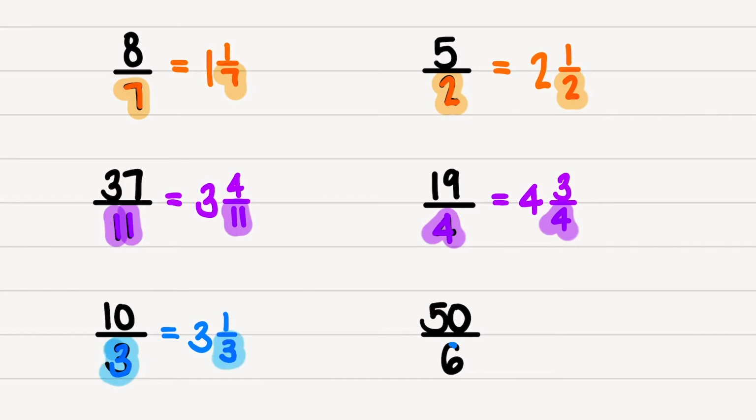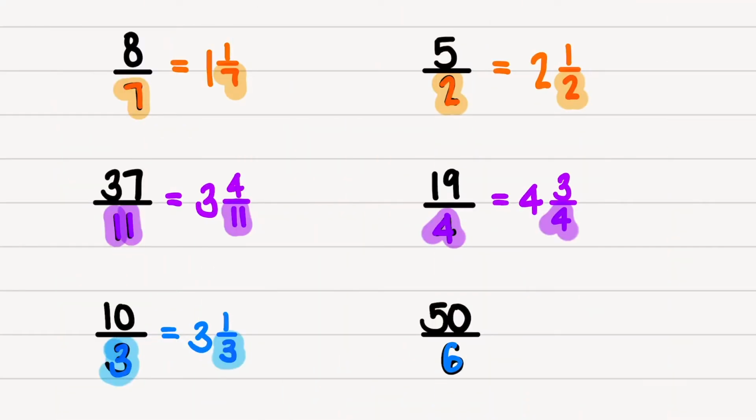Last example, I have a 6. So I have 50 over 6. How many times does 6 go into 50? 6, 12, 18, 24, 30, 36, 42, 48, 54. So 9 is too big, so that means it goes in 8 times. So my answer will be the whole number of 8. But 8 times 6 is 48. So how much is left over? 2. 2 out of 6.